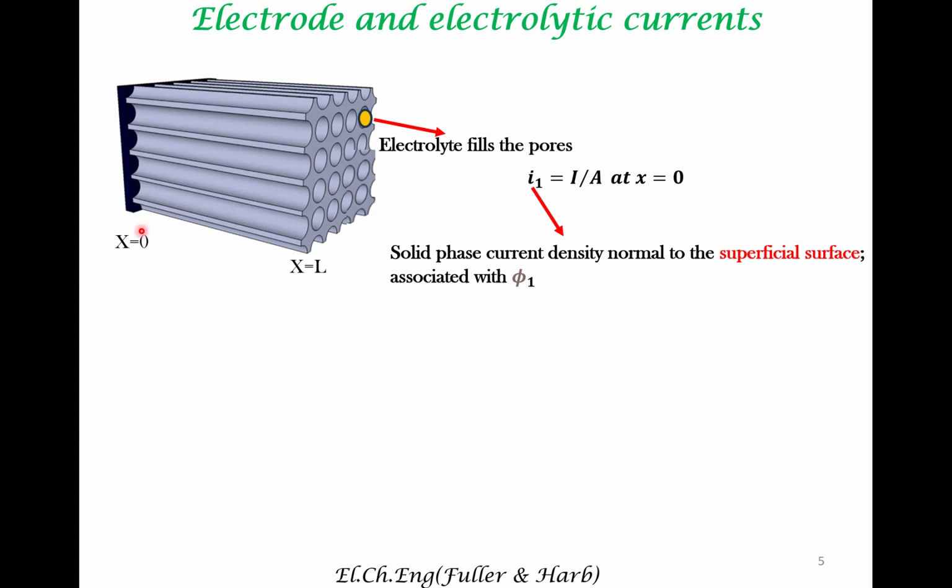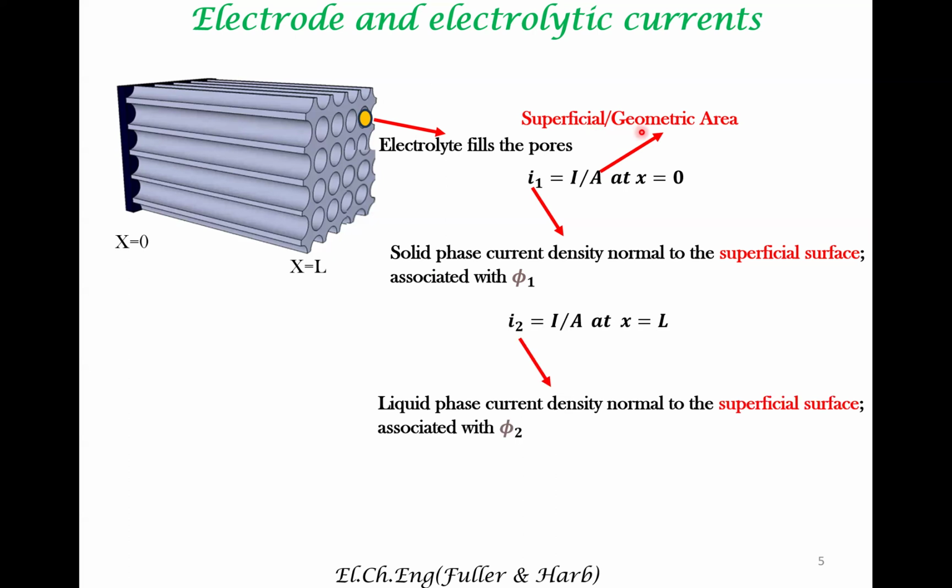Then in addition, this current density is associated with a particular potential phi1 that is associated with the electronic conductor. So again, to emphasize, this A is referred via the superficial or geometric surface area. Likewise, we can refer to another current density. This is the current density associated with the liquid phase, which contains the electrolyte. Again, we are referring to the current density with respect to the superficial surface area. This current density again is dependent upon a potential phi2 that is present in the electrolyte.